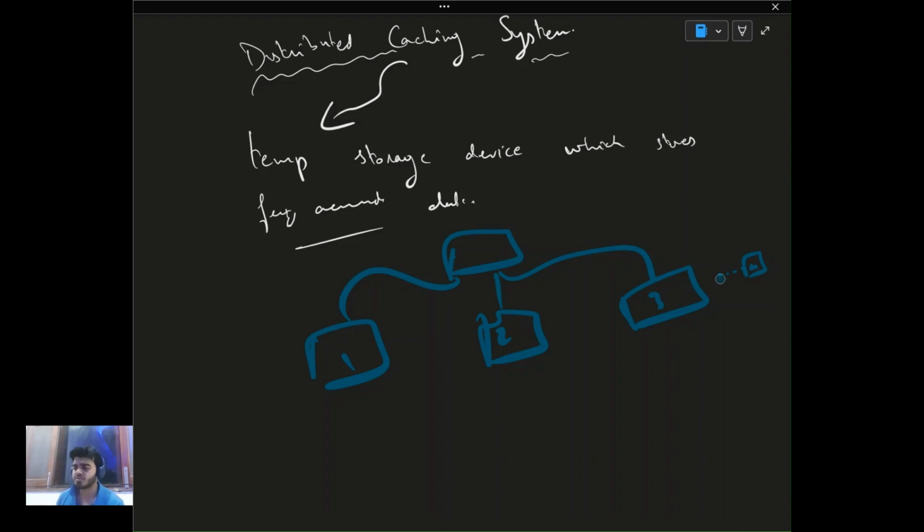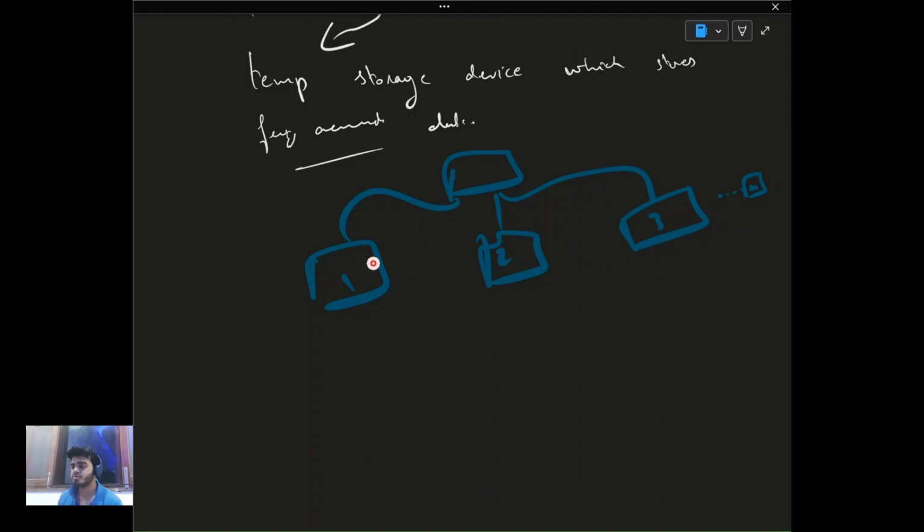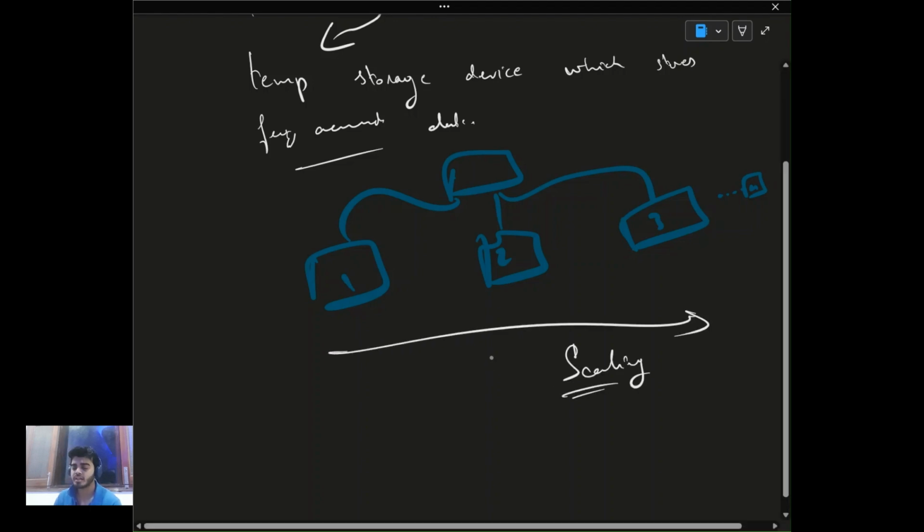What are the benefits of distributed caching? It handles large scale traffic and also prevents a single point of failure, as we discussed, because if one node fails, then the second node will take over the part of node one. It also supports horizontal scaling.